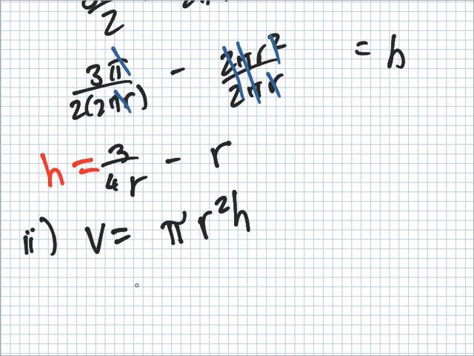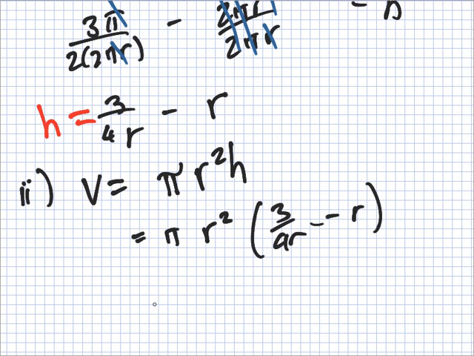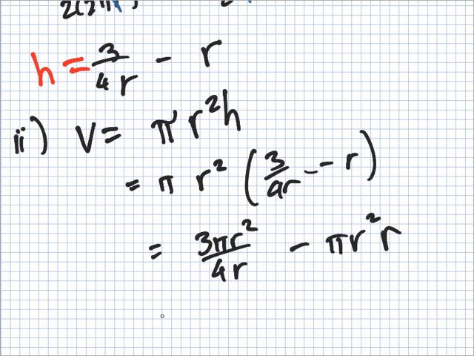Okay, we have a formula for h though. It's 3 over 4r minus r. So if I multiply this in, I'll get 3 pi r squared over 4r minus pi r squared times r. So in other words, I'll get 3 pi r over 4, because I can cancel the r's here, and that'll be minus pi r cubed. Is that what they have in the book? What they want you to get? Exactly, yeah? No difference? No difference, good.